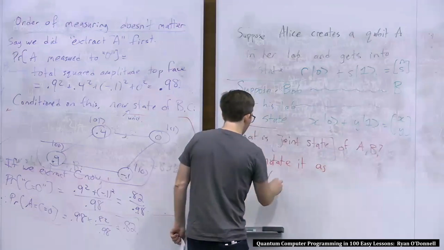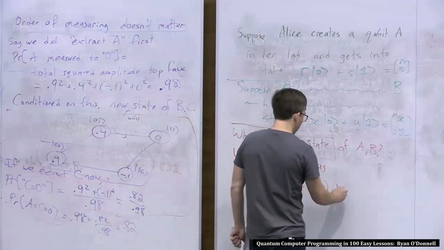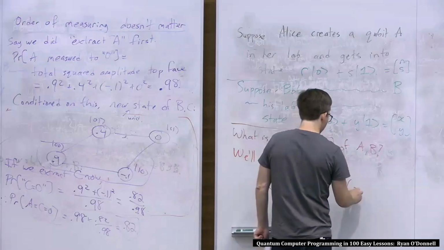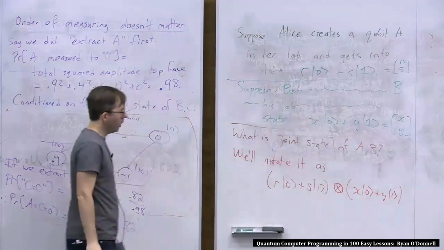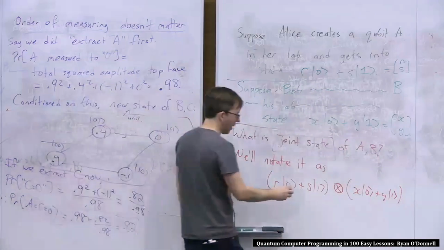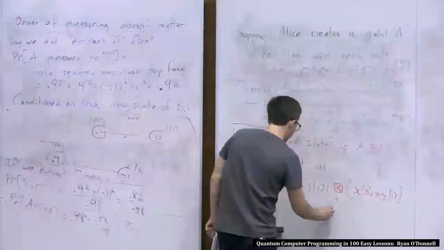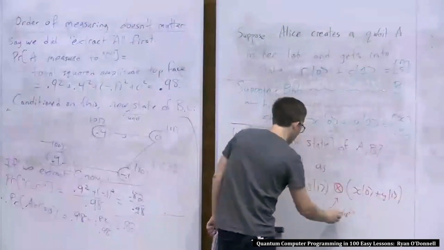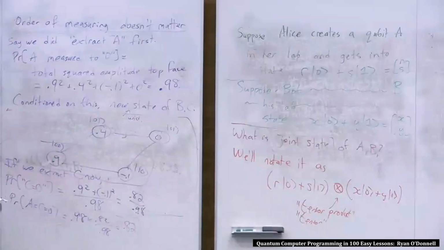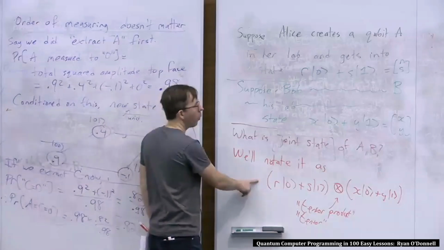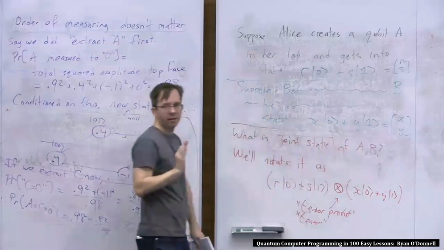R amplitude on 0 plus S amplitude on 1. That's Alice's qubit state. Then this circle times, and then X amplitude on 0 and Y amplitude on 1. This symbol, \otimes in LaTeX, is pronounced tensor product, or tensor for short. And we'll see this is just a representation of the 4-dimensional vector, or the 4 amplitudes corresponding to the joint state of A and B.